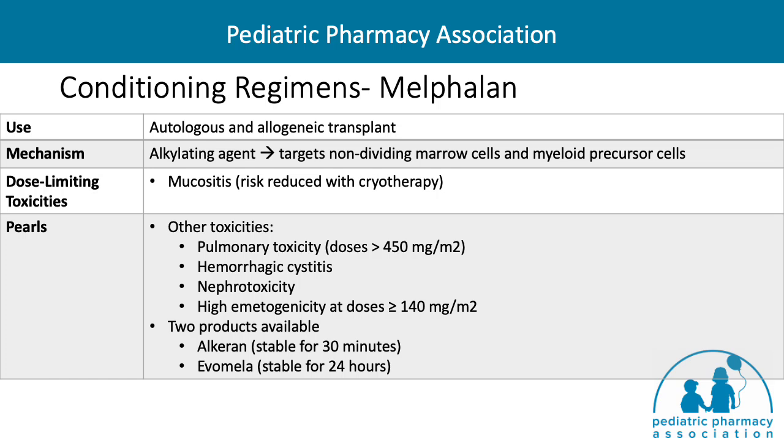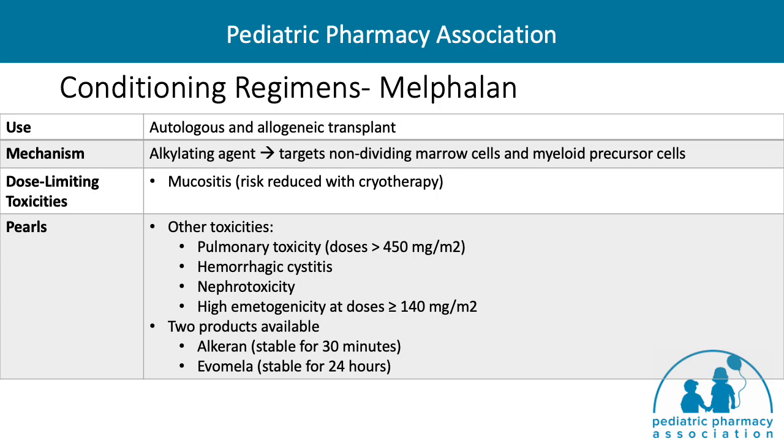Melphalan is another agent that is used in autologous and allogeneic transplant. It is an alkylating agent and it targets non-dividing marrow cells and myeloid precursor cells. It has a dose-limiting toxicity of mucositis, and that toxicity can be reduced by utilizing cryotherapy for patients. Other toxicities of melphalan include pulmonary toxicity at doses of greater than 450 milligrams per meter squared, hemorrhagic cystitis, nephrotoxicity, and it has high emetogenicity at doses of greater than or equal to 140 milligrams per meter squared.